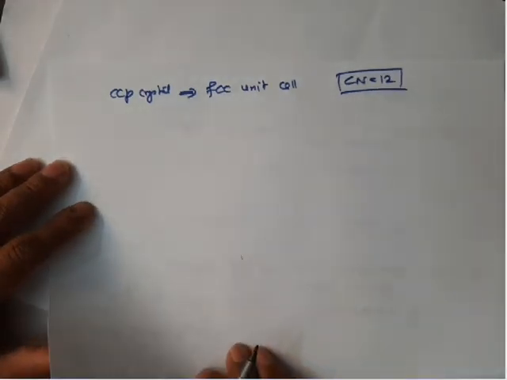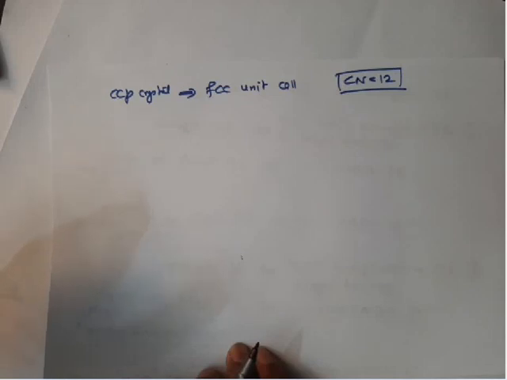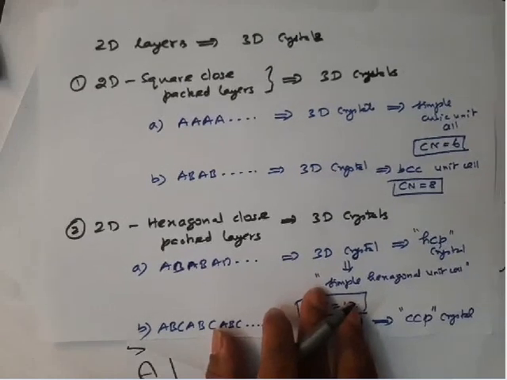Always, hexagonal close packed layers, when you arrange them in ABAB manner or ABC ABC manner, you will get coordination number as 12. So these are the things you should keep in mind, right?